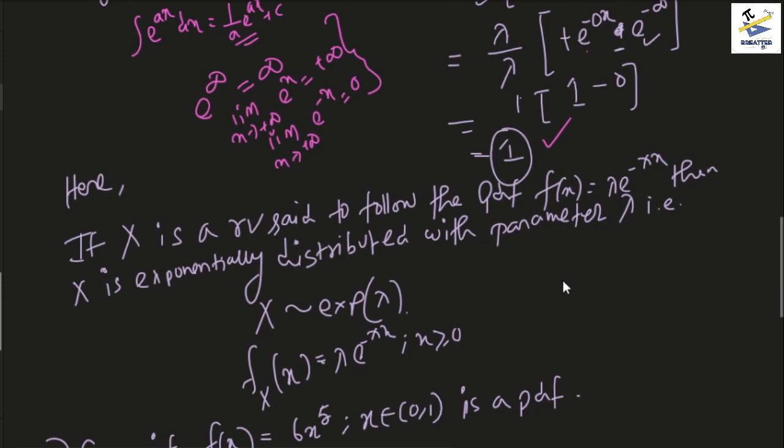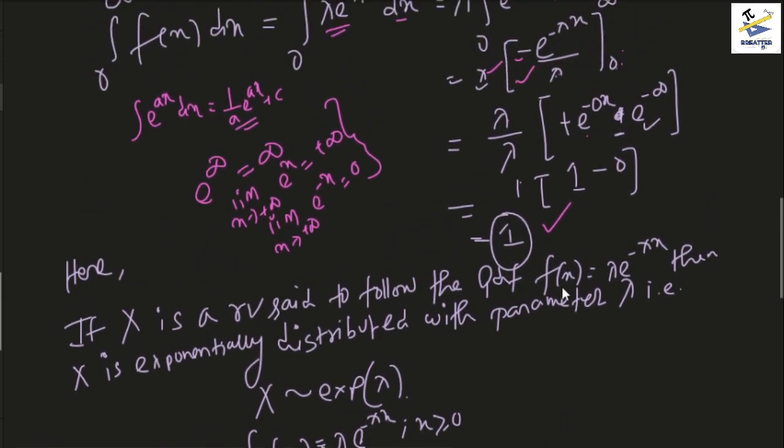Now how to define it in a normal way, how to write that x is a PDF, and since it's a special distribution, so if x is an RV, meaning random variable, and is said to follow the PDF f of x as defined in the above case, which is lambda into e to the power minus lambda x for all x greater than 0, then x is called exponentially distributed.